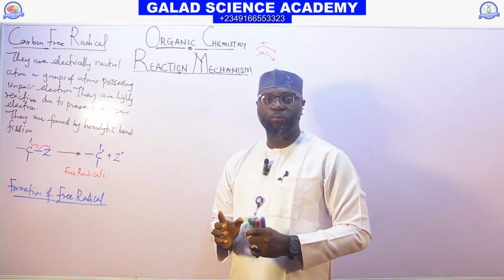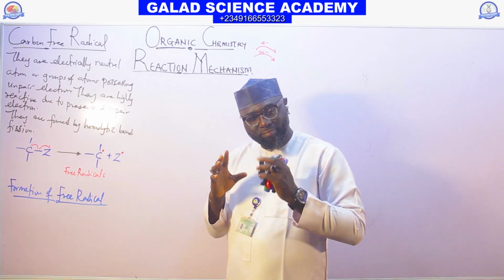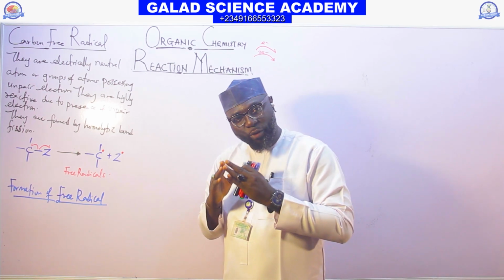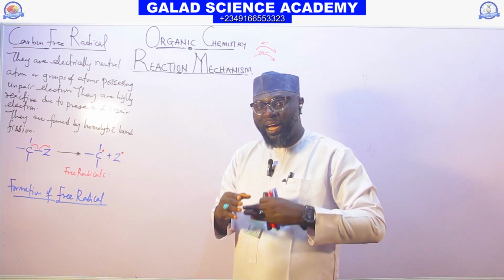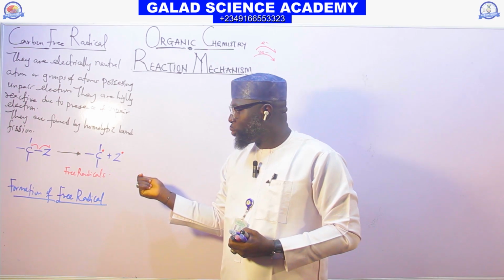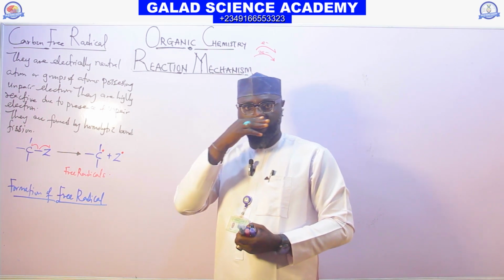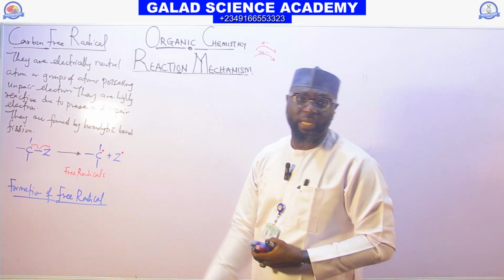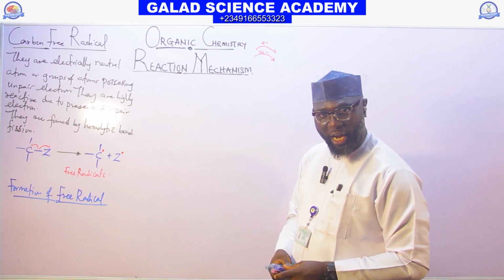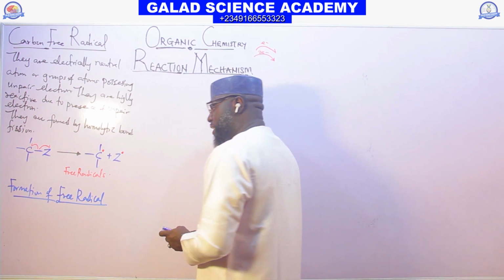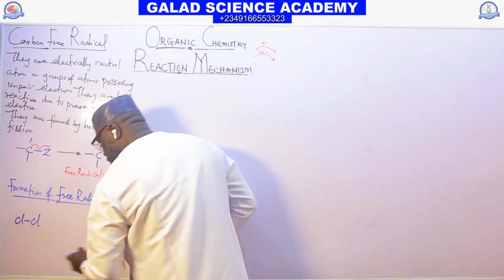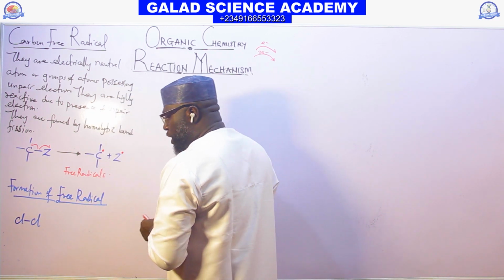The atom possesses unpaired electron, and the presence of the unpaired electron makes them what? Active or reactive. And they are also what? Paramagnetic because of the presence of what? Of unpaired electron. So how can we get free radical?